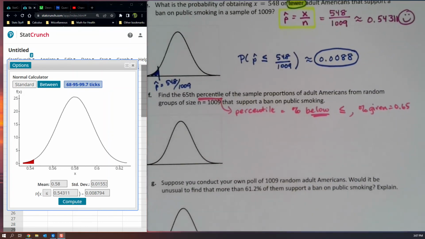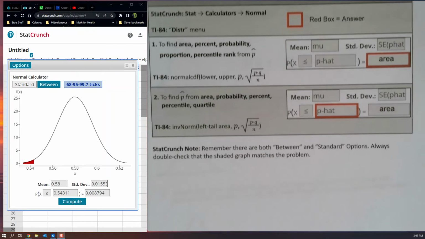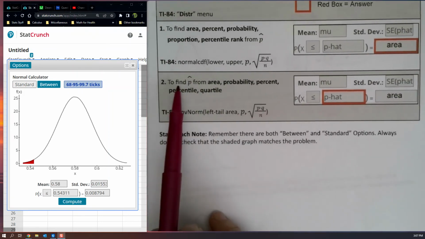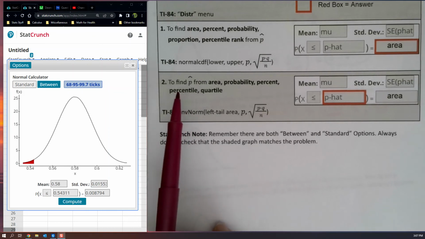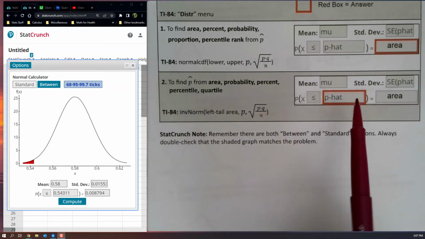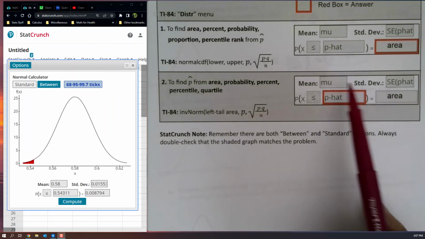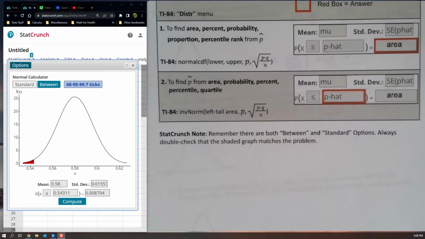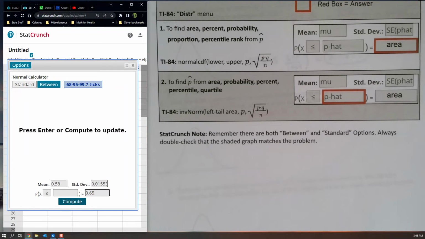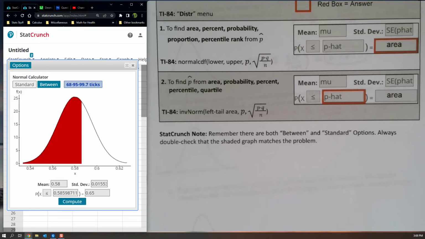All right. Now, what does that do for us? Well, remember from our table, if you're looking to find p hat from the percentile, and you know it's the 65th percentile, you're going to leave your mu and your standard error of p hat, but you're going to put that 0.65 over here in the area zone. And I know I want it to be less than, so I'm going to click compute, and there we have it.